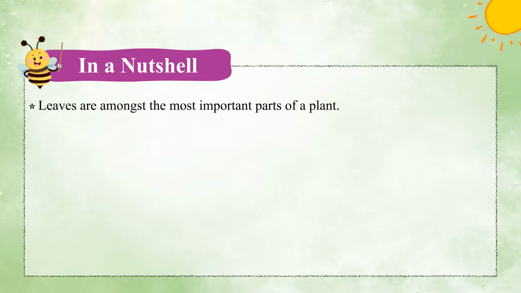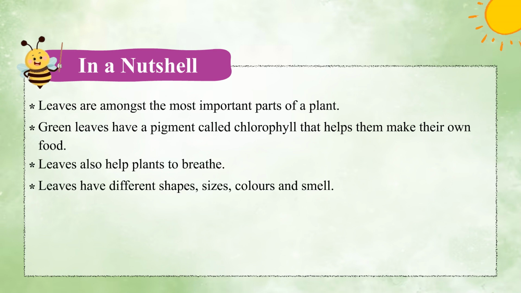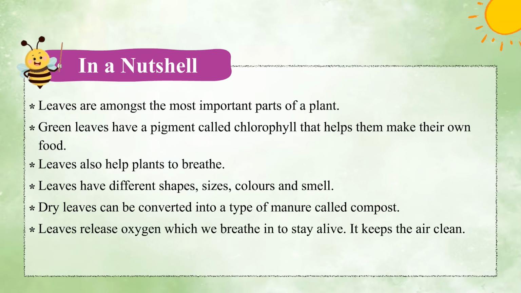In a nutshell, leaves are amongst the most important parts of a plant. Green leaves have a pigment called chlorophyll that helps them make their own food. Leaves also help plants to breathe. Leaves have different shapes, sizes, colors and smell. Dry leaves can be converted into a type of manure called compost. Leaves release oxygen which we breathe in to stay alive. It keeps the air clean.